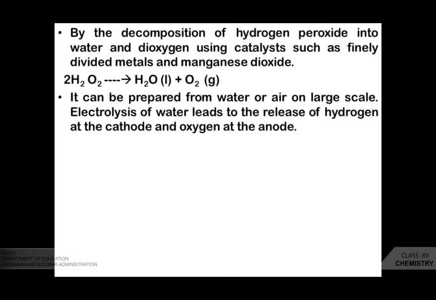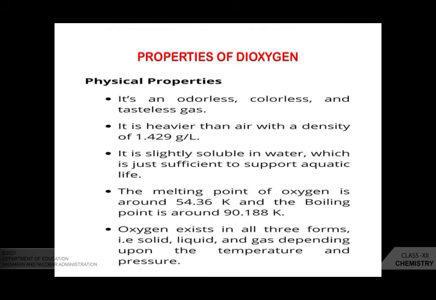On a large scale we can prepare dioxygen by the electrolysis of water, which leads to the release of hydrogen at the cathode and oxygen at the anode. Next are the properties of dioxygen. Children, this is the slide of the properties, and these are the important physical properties of dioxygen. So children, you can see the slide and take a snap of that.